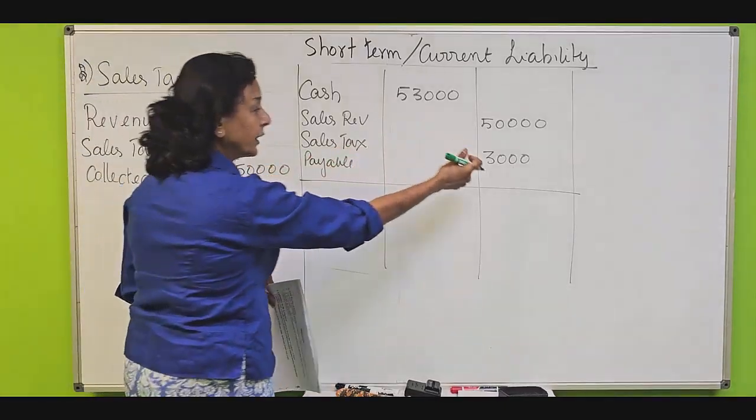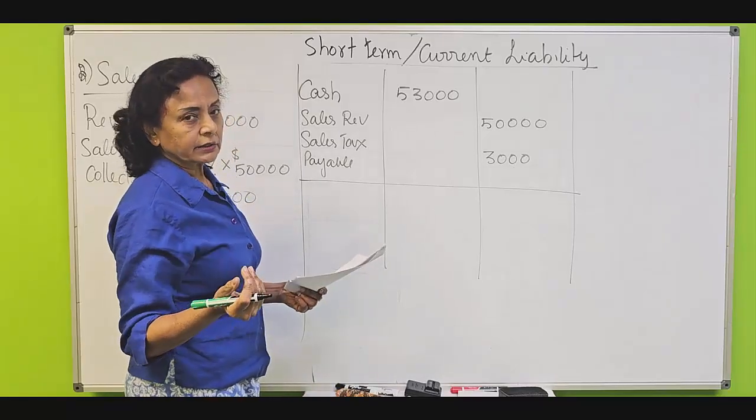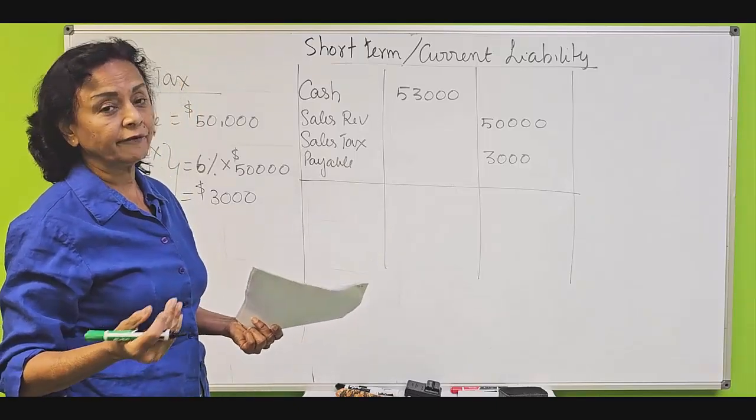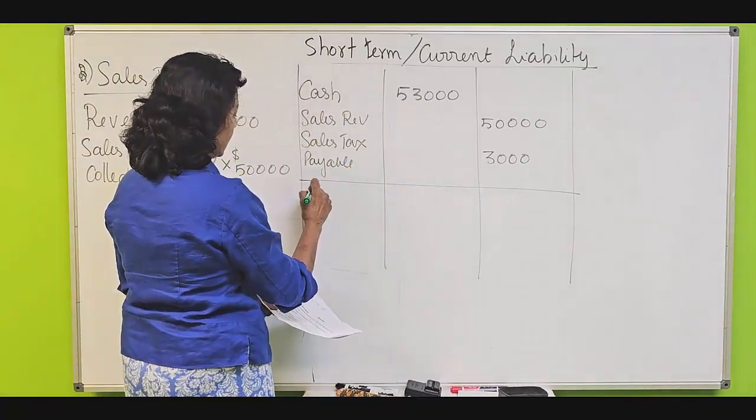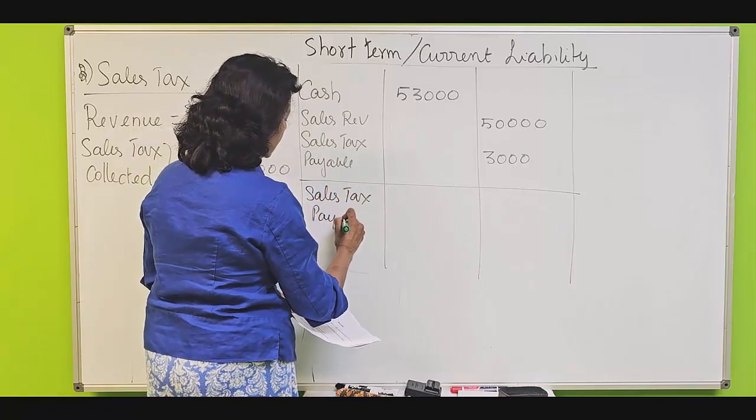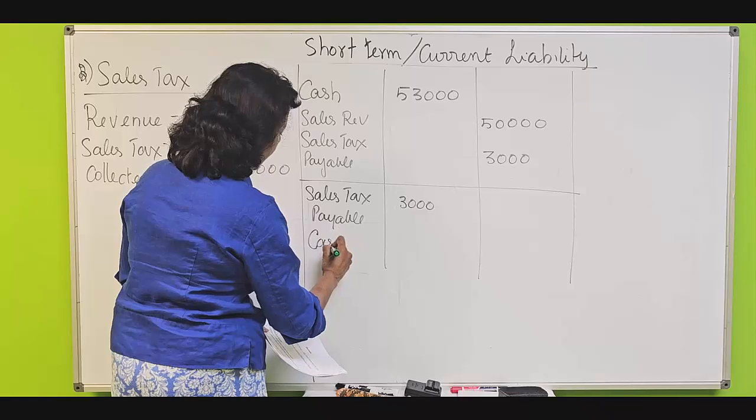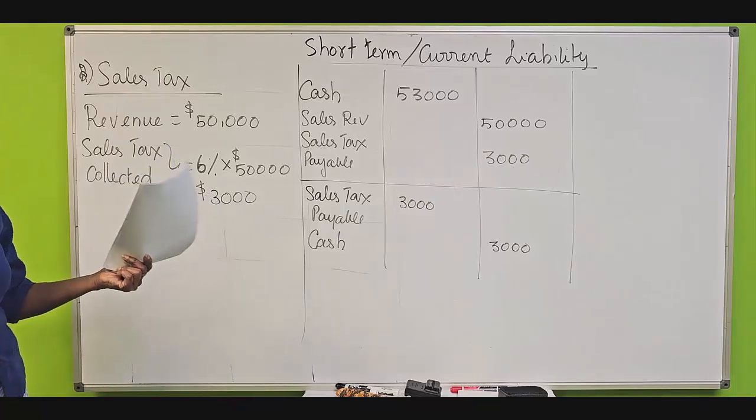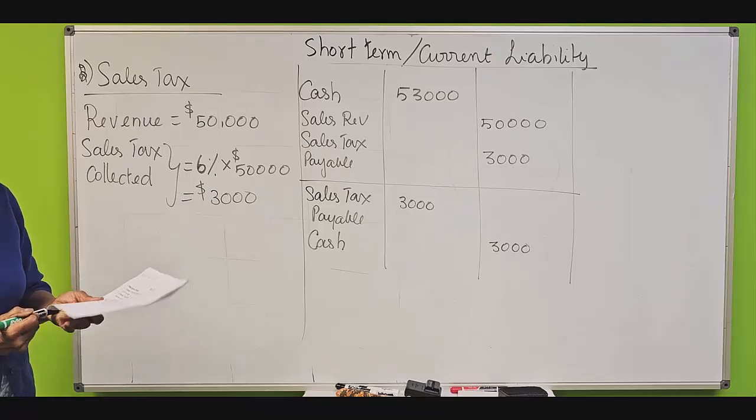Now they have to pay this $3,000 to the state government. That depends upon the regulations. Depending upon how big the company is, they may have to pay every day or every week or every month or every quarter. So now when they pay this $3,000 to the government, they are going to debit sales tax payable $3,000 and credit cash $3,000. So these are the few examples on the liabilities for which the amounts are certainly known.